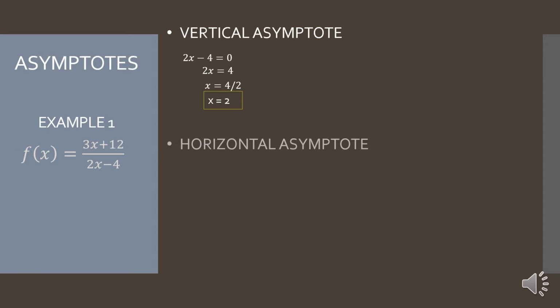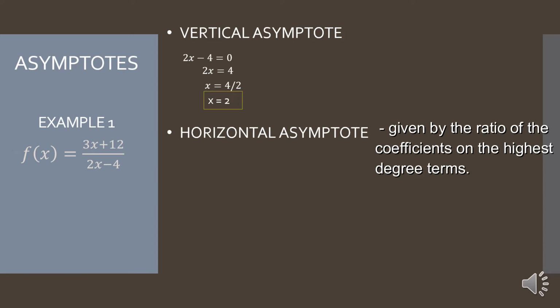For the horizontal asymptote, we need to divide the dominant terms from the numerator and the denominator. Therefore, y is equal to 3x over 2x since these are the dominant terms. Then cancel out x, which results in y is equal to 3 over 2. Therefore, the horizontal asymptote of the function is y equals 3 over 2.